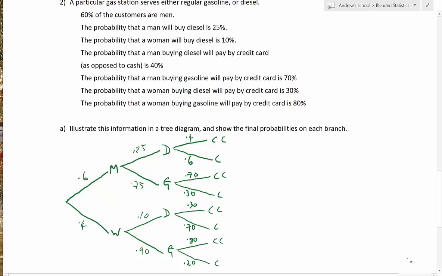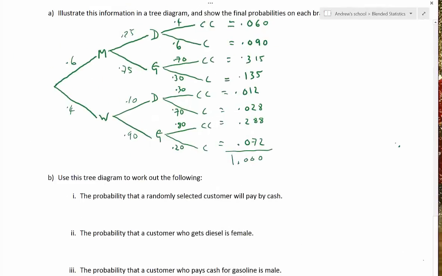And multiplying along the branches gives us the exact set of circumstances. So the very top branch, if we multiply all these together, 0.6 times 0.25 times 0.4 is 0.060. And this is the precise probability that a randomly selected person drawing up to the pumps is a man who buys diesel and pays by credit card. Continuing in this vein, we get 0.090, 0.315, and so on. So when you've completed it, the tree diagram should actually look like this.